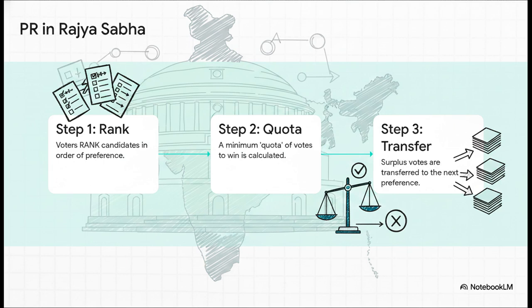And here's a fascinating little twist. While India uses the winner-take-all FPTP system for the Lok Sabha, we actually do use a form of proportional representation for Rajya Sabha elections. It's a bit complex, but basically, voters don't just pick one person, they rank the candidates. A formula calculates a minimum number of votes needed to win, and if a candidate gets extra surplus votes, those votes get passed down to their voter's second choice. It's a cool example of using different systems for different jobs.